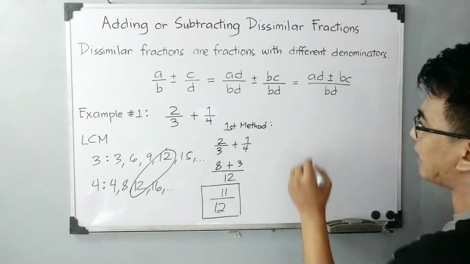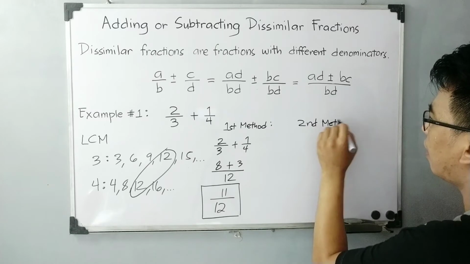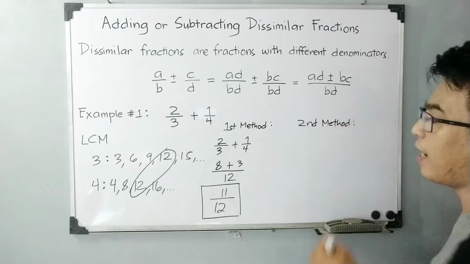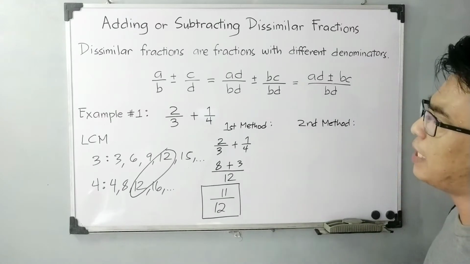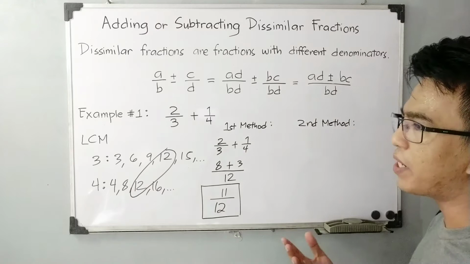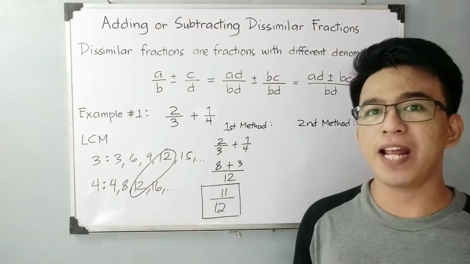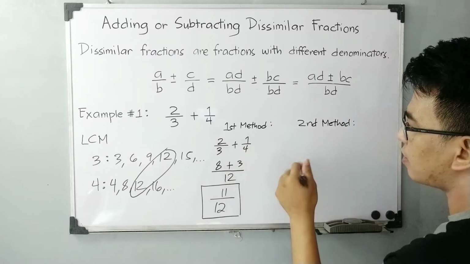So let's move on with the second method. As for the second method, syempre, kailangan parehas yung maging sagot natin. As for the second method, ang target lang naman natin is to make them a similar fraction, or in other words, kailangan parehas yung denominators nila. So again, let's have 2 over 3 plus 1/4.